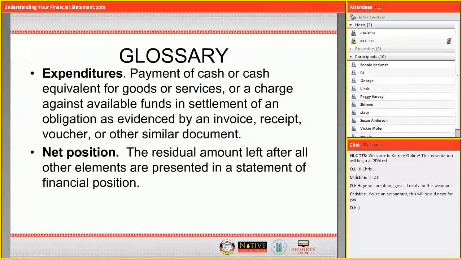Okay, expenditures. Payments of cash or cash equivalents for goods or services, or a charge against available funds in settlement of an obligation. What do you owe? Expenditures are payroll, rent, utilities. In non-technical accounting land, expenditure and expense could be used interchangeably. Because we are being very specific and because we are working with a modified accrual system, and we'll talk about that more too, we're always going to go with an expenditure. Okay?